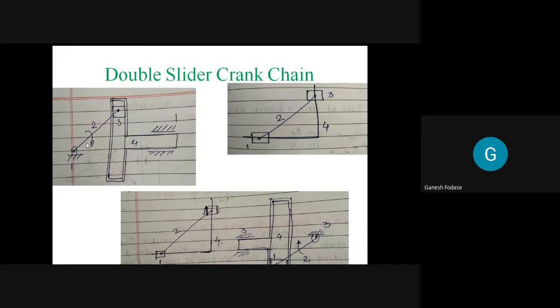In each inversion, relative motion remains the same. Let's say in the double slider mechanism, whether we are talking about inversion 1, 2, 3, or 4, the relative motion between different links will always remain the same. This is an oral question, or you can say an online question.